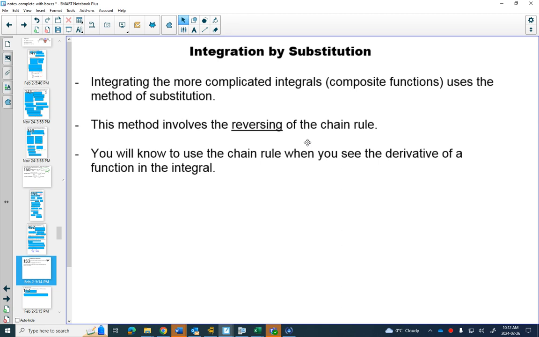But if the chain rule had a function, where a function comes afterwards, you can't just divide by that function, because then you would get a quotient rule if you checked your derivative. It's not the same as your integral. So, how do we know that we need to use integration by substitution? We have to see a function and its derivative in the integral.